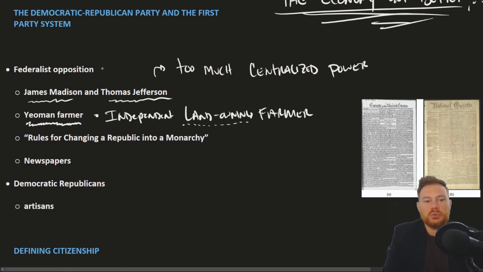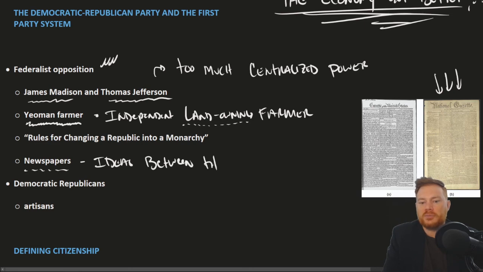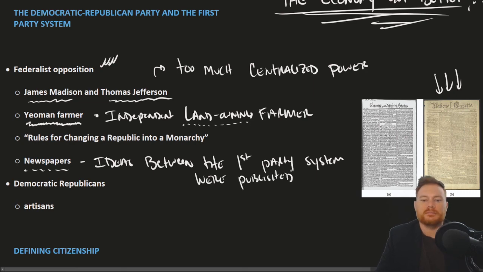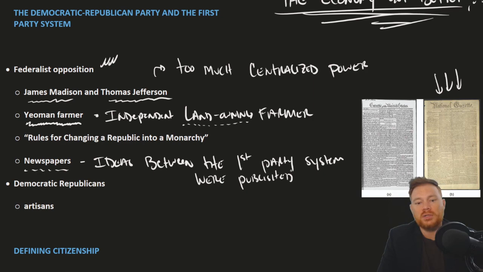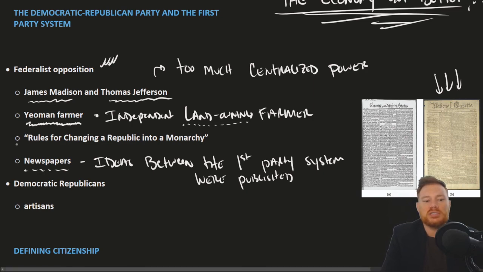And pretty soon, those who opposed the Federalists began publishing newspapers to counter the Federalist position. Newspapers were really where ideas between the first party system were published. It was a way of bickering or debating back and forth. There were certain newspapers that were Federalist positioned and certain newspapers that were in favor of the Democratic Republicans. One critique of Washington and Hamilton was this right here, rules for changing a republic into a monarchy.